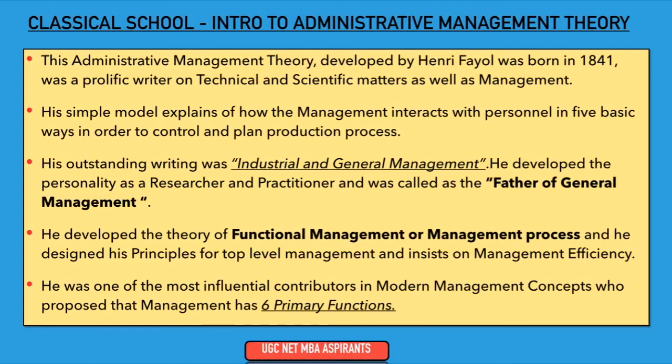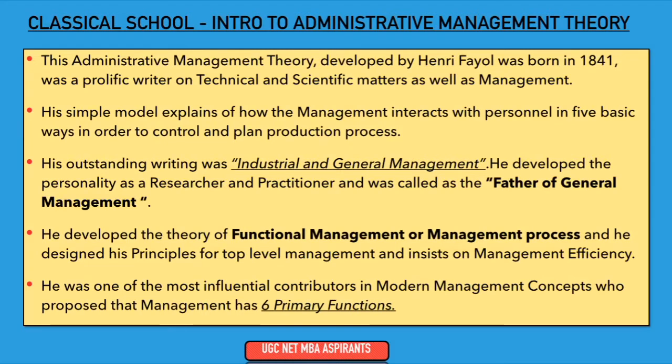Coming to the classical school, introduction to administrative management theory. This administrative management theory was developed by Henri Fayol, who was born in 1841, who was a prolific writer on technical and scientific matters as well as management. His very simple model explains how the management interacts with personnel or employees in 5 basic ways, namely forecasting, planning, organizing, commanding, coordinating, or controlling, in order to control and plan the production process. His outstanding writing was Industrial and General Management.